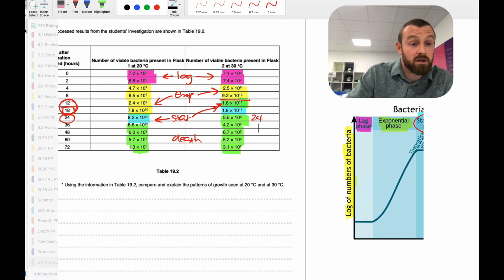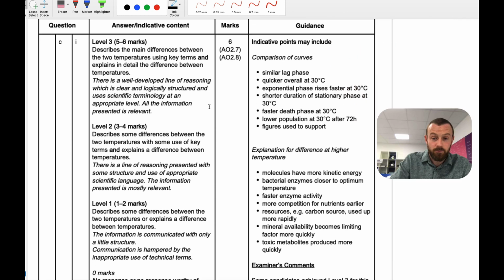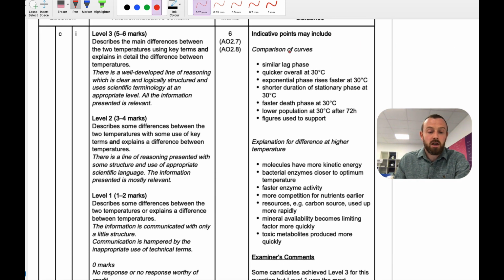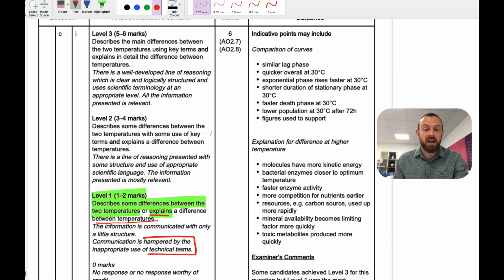How do examiners mark this sort of question? Well, here we go. Let's start with 1 or 2 marks down here. You describe some differences between the 2 temperatures, or give an explanation of a reason. But this is the thing: not enough technical terms. The communication is hampered by inappropriate use or not enough use of technical terms.